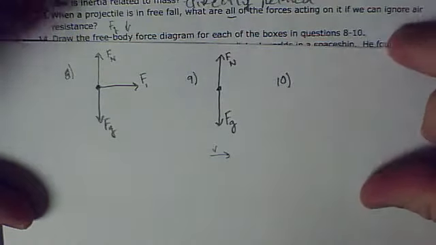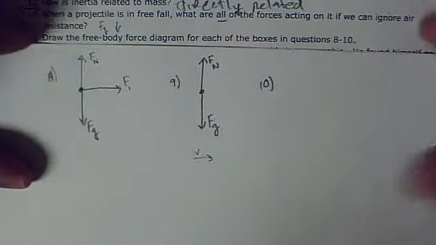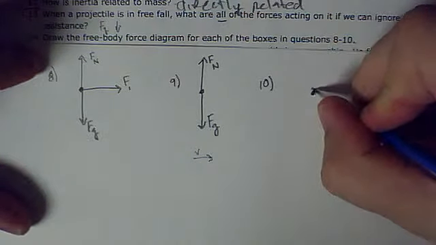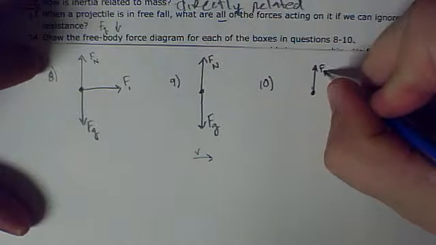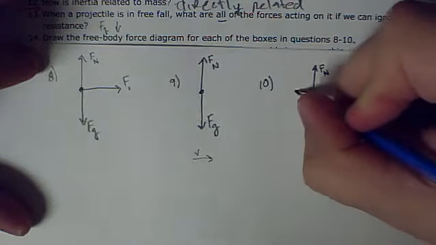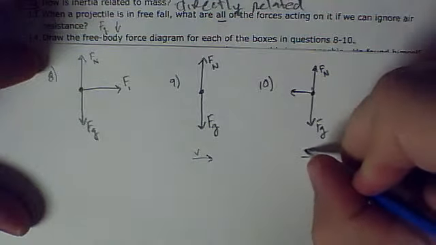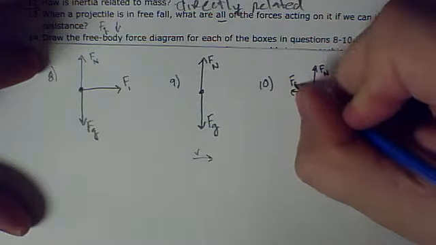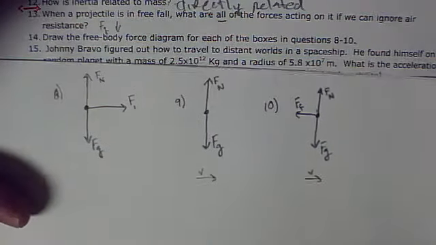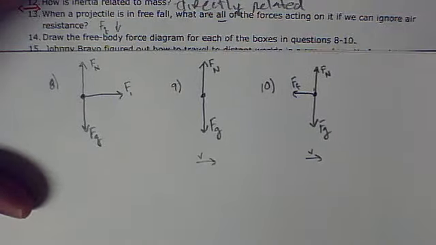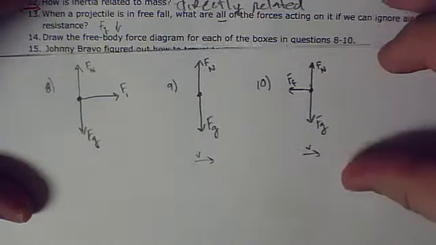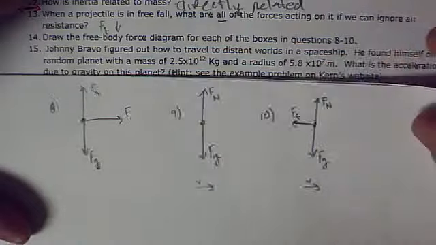And question 10 says, if you do not ignore friction, what would your answer to number 9 be? Well, if we do not ignore friction, we still have the normal force, we still have the force of gravity, just this time the object's moving this direction, you have a force of friction slowing it down. So those would be the free body force diagrams of the situations from questions 8, 9, and 10. Number 15.